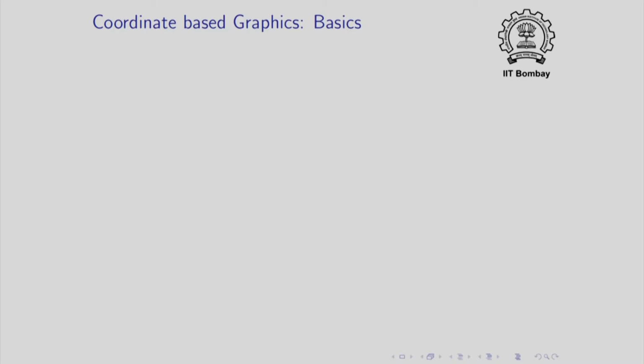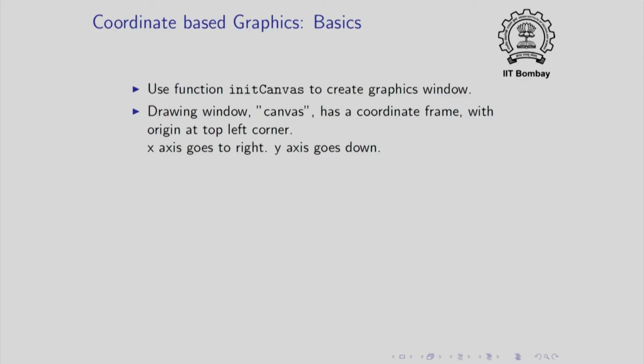Let me make some basic remarks about coordinate based graphics. First, for doing turtle based graphics, we were using the function turtleSim to create the graphics window. Now, we will use the function initCanvas to create the graphics window. This will do more or less the same thing, except that the turtle will not appear at the center as it did earlier. The drawing window, which we will refer to as the canvas, has a coordinate frame.